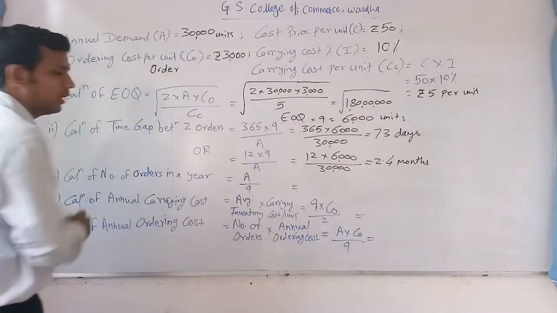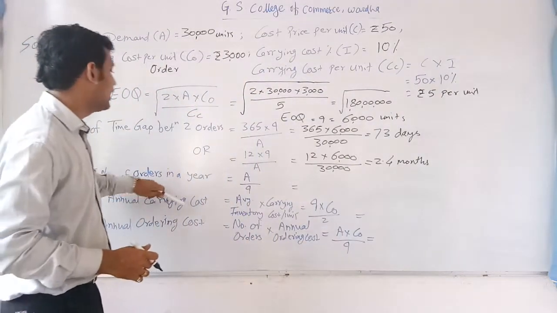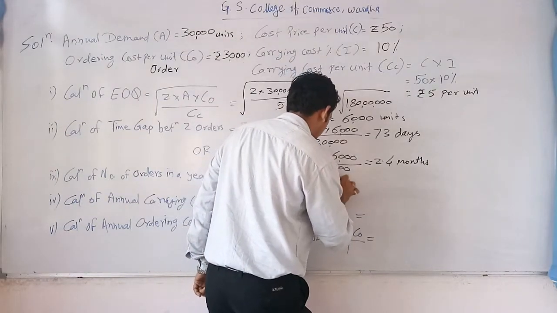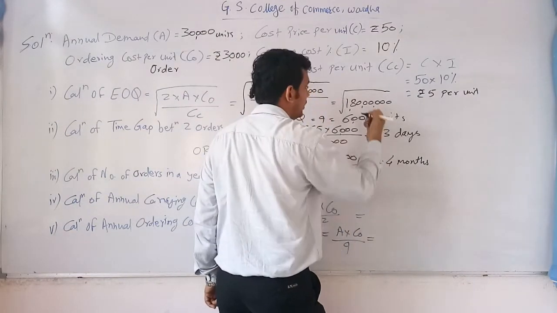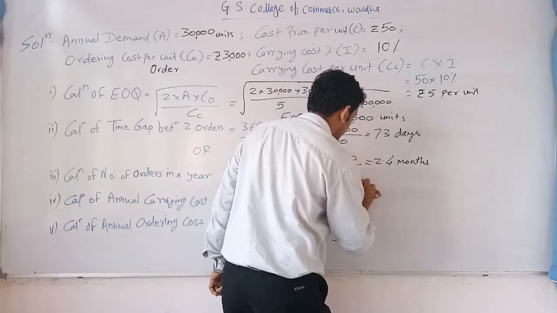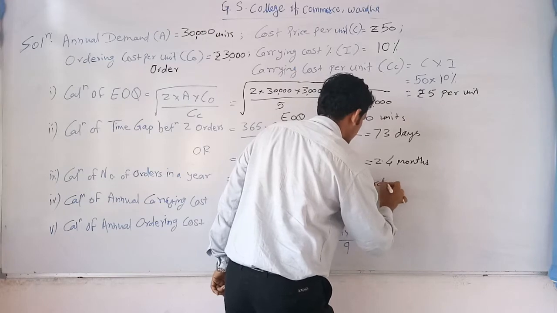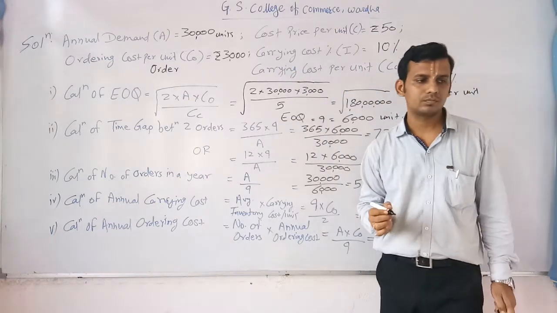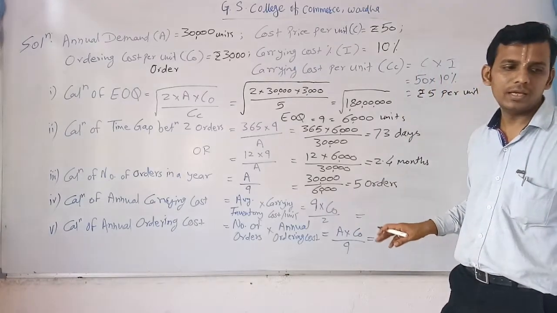Now we have to calculate the number of orders in a year, that is A divided by Q. A was 30,000 units. Q was calculated as 6,000 units. Hence our answer is 5 orders in a year. That is our number of orders in a year.